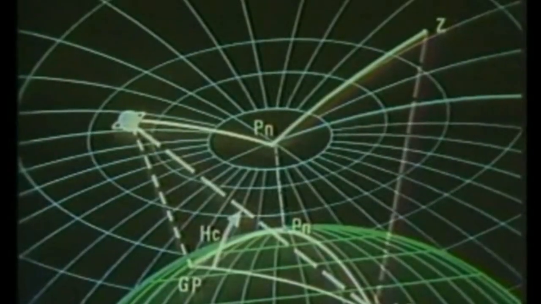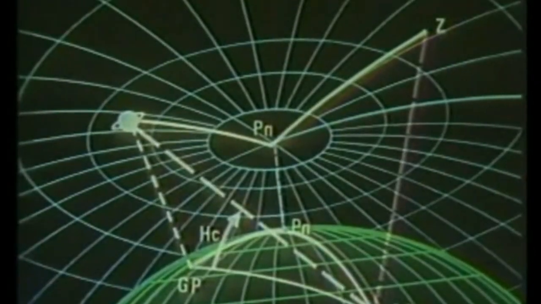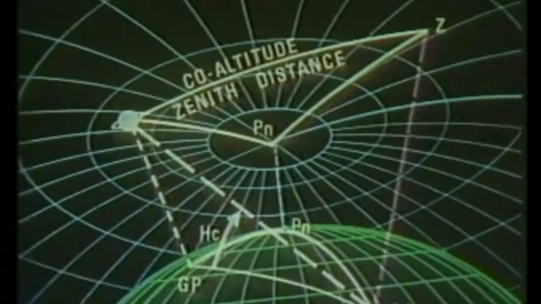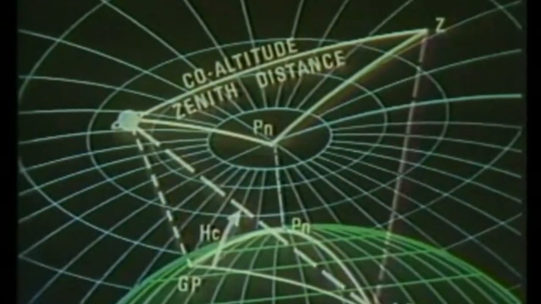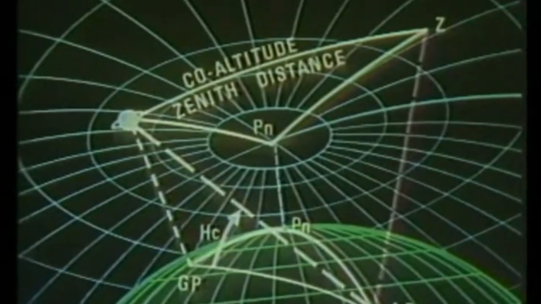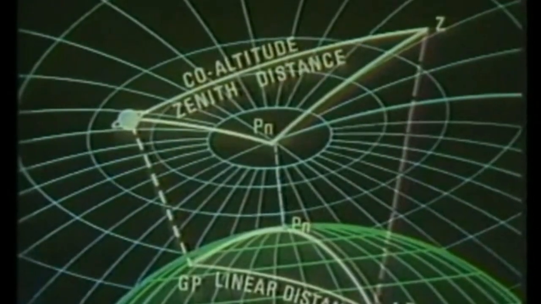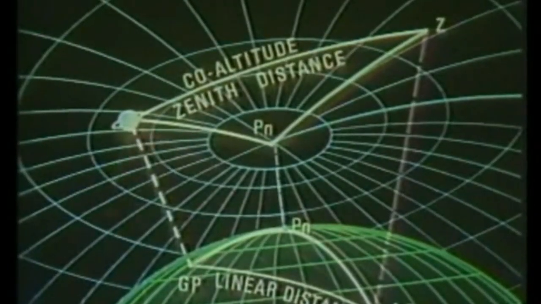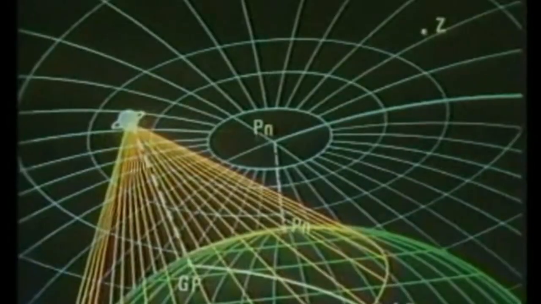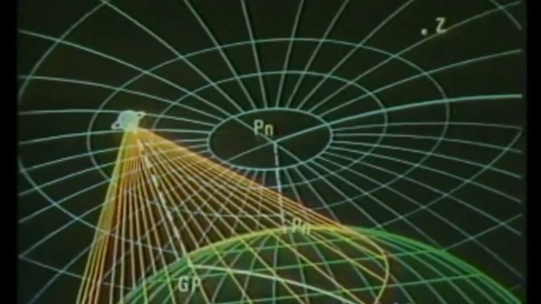First, the computed altitude, called HC, from your assumed position to the celestial body. HC is the altitude you would observe with your sextant if you were actually at your assumed position. When you have HC, you can compute the co-altitude, or zenith distance, the third side of your celestial triangle. This gives you the linear distance from the GP of the celestial body to your AP. Or, in other words, the radius of the circle of equal altitude from the GP to your AP.